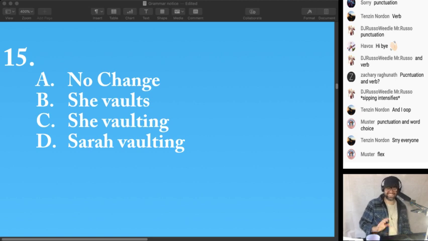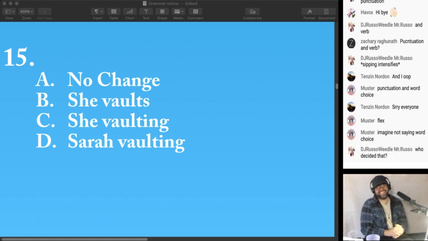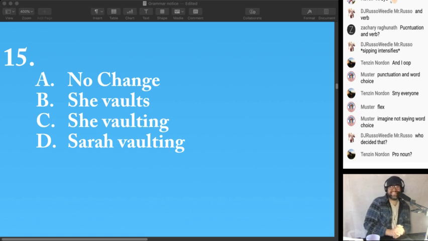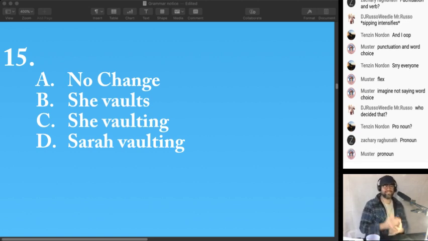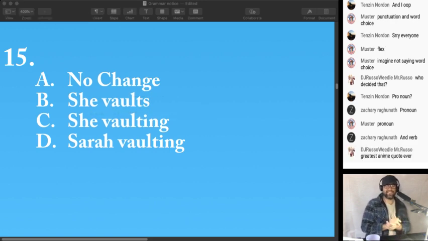Okay, so just like 5 more, guys. What is being tested? What 2 concepts or more are being tested in this problem? And I want both concepts in the same comment, you know what I mean? Yeah, imagine not saying word choice. Yes, okay, so Tenzin has half of the answers. I need the full deal in one comment, okay? So Zach has it in 2 comments, pronoun and verb, right? Great, yeah, exactly. So we're dealing with the pronoun and we're dealing with the verb tense. Very good.